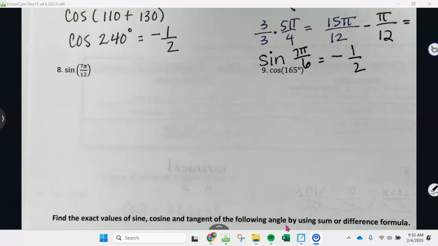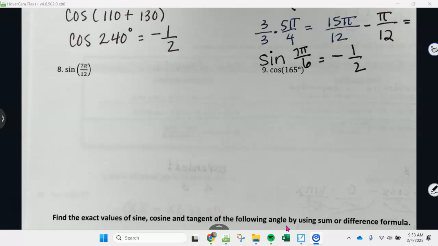What if I added pi over 12 plus 6 pi over 12? That's a true number sentence. But is pi over 12 on your unit circle? Then I can use that. What if I made this 3 plus 4? 3 plus 4 is 7.